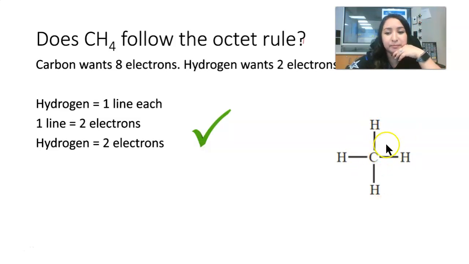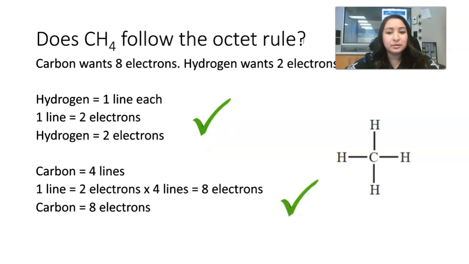Now let's look at the carbon. I don't see any electrons over carbon, but I do see 4 lines coming out of carbon. Each line represents 2 electrons. So 4 times 2 is 8. So yes, it does follow the octet rule.